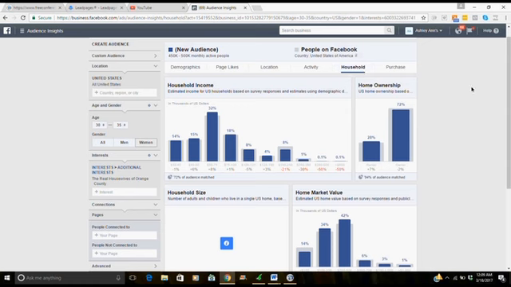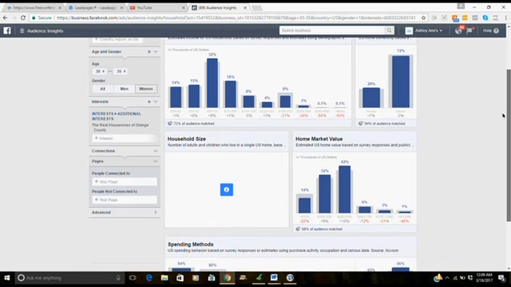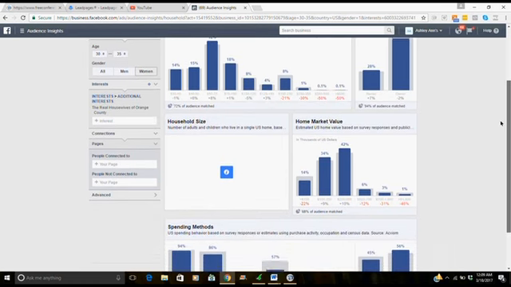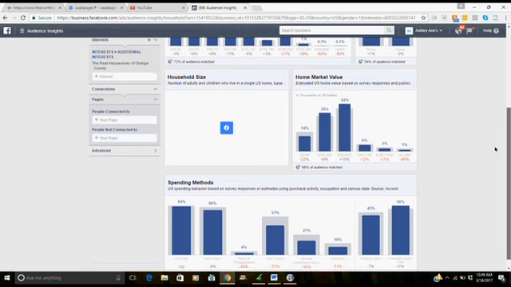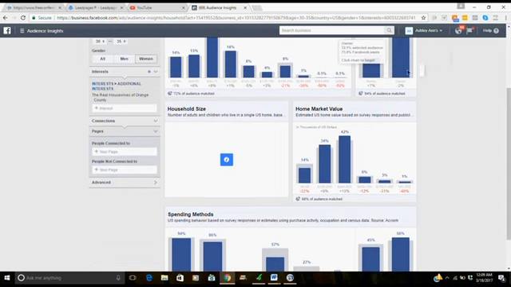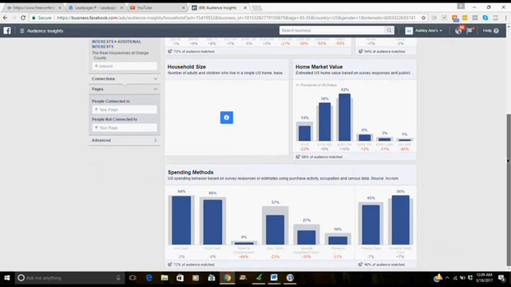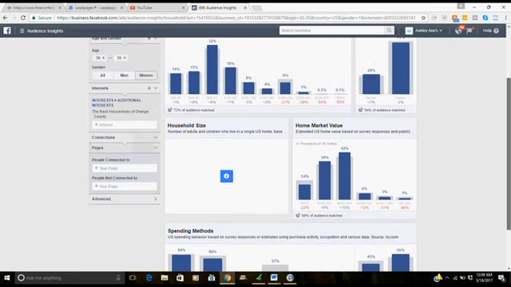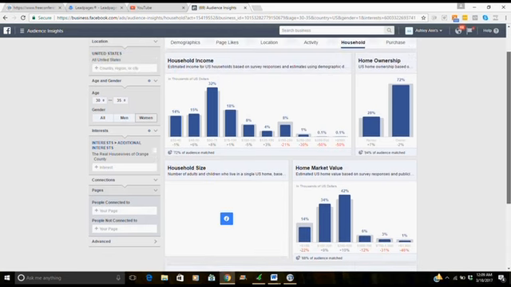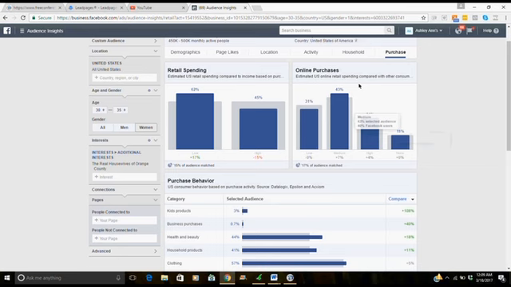Then we will pop over here into household, and it gives us the value of the home and the household size. It also lets us know how many people rent compared to own inside of this niche, between these 450 to 500,000 women. And then here are their spending methods, so if they prefer credit cards, debit cards, those sorts of things. And if we even want to get into their purchase behavior, Facebook is tracking for us and letting us know how often they're spending online versus their retail spending.